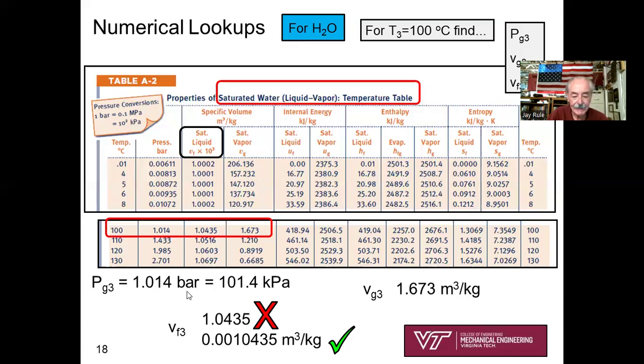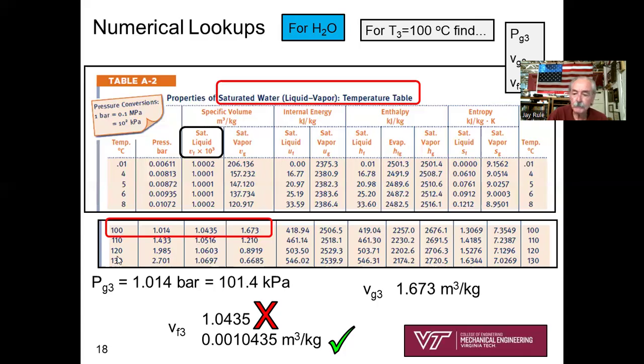So I've written it down and I'm immediately changing it to kPa because in most of my homework problems, I need to be working in kPa. So the pressure, PG3, is 101.4 kPa. So I can label that on my PV diagram.